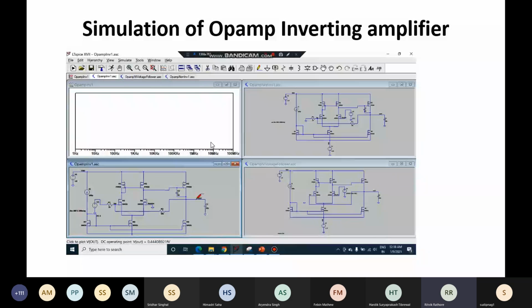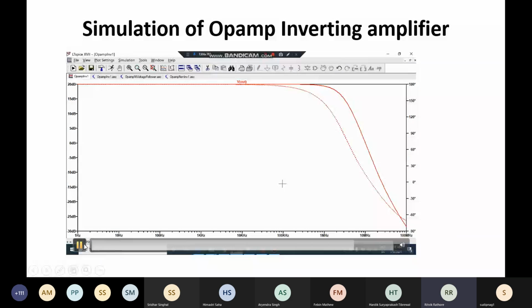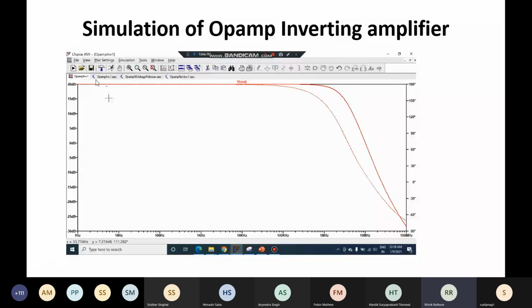Now, if we select the output, that itself will represent the gain. So this is AC analysis. The gain we obtained was 10 in magnitude, right? So 20 log 10 is 20 dB. That's why we are getting 20 dB here. Since op-amp is a directly coupled amplifier, we are not getting any lower cutoff frequency. But due to internal compensation, we are getting the higher cutoff frequency. This dark line represents the magnitude plot and the dotted line represents the phase plot.